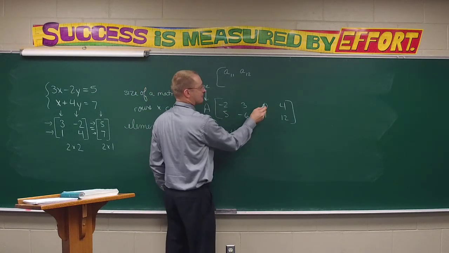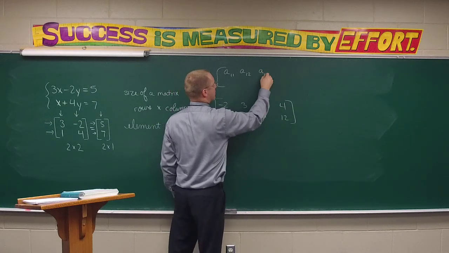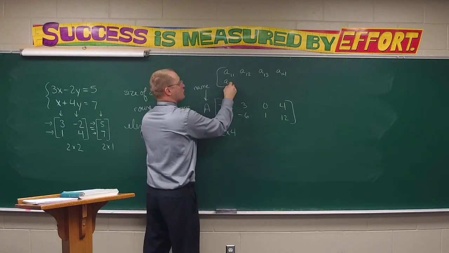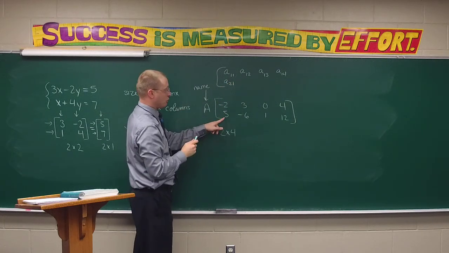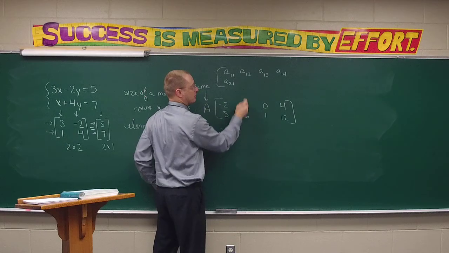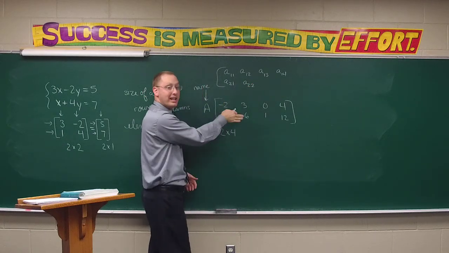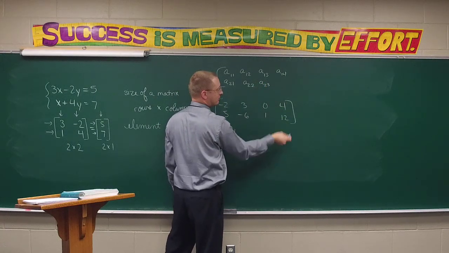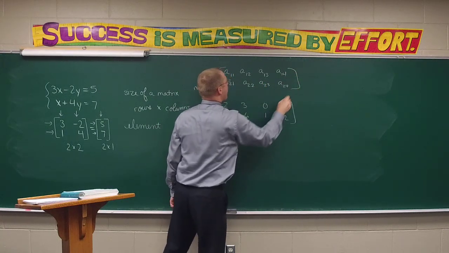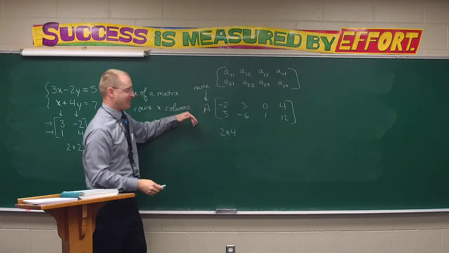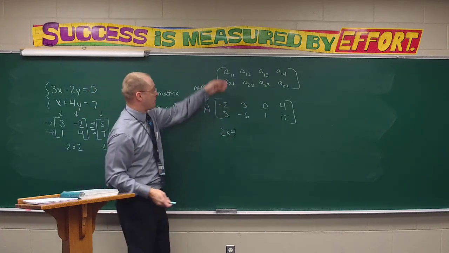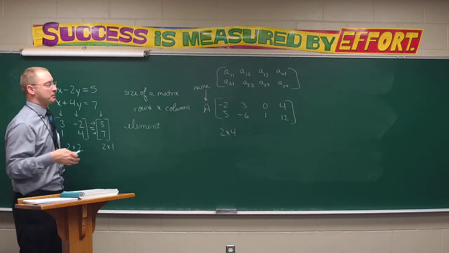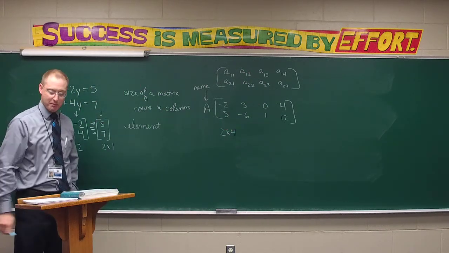What would this be, class? A13. This would be A14. This would be A21, row 2, column 1. This would be A22. This would be A23. This would be A24. And again, if this had been called matrix G, for instance, then it would be G11, G12, and so on. You get the idea. So every element has a specific name based on its location in the matrix.